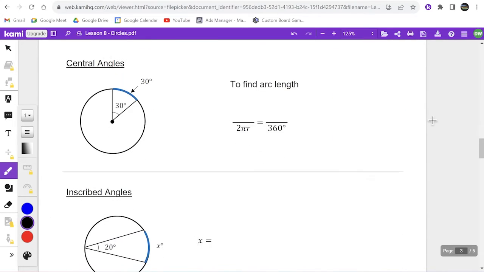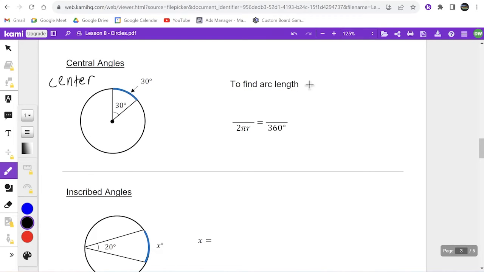On the next page, we're going to talk about three kinds of angles. The first one is the central angle, called that because it's at the center of the circle. The secret to central angles is that if that angle's 30 degrees, then the arc length is 30 degrees. So that's the arc length in degrees.